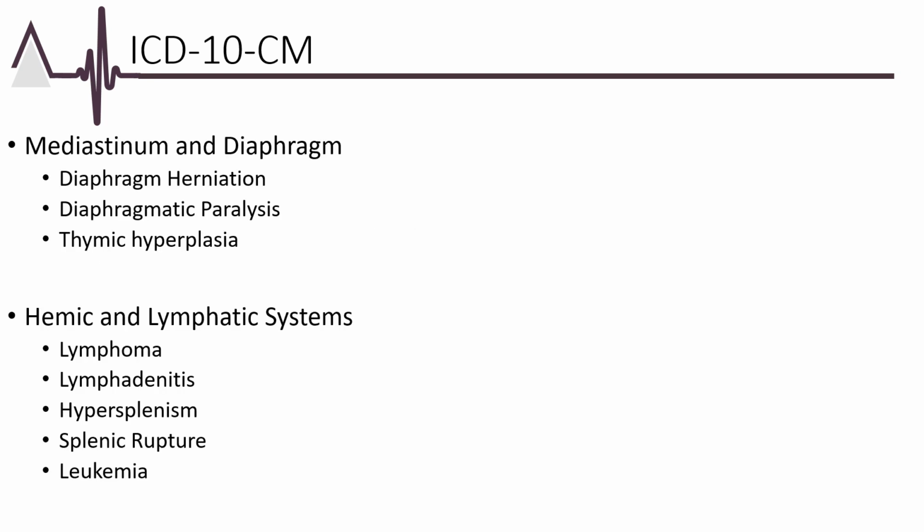Listed are several diagnoses associated with the mediastinum and diaphragm and hemic and lymphatic system. Please familiarize yourself with those listed on the screen. Let's take a moment to discuss one listed. Diaphragmic herniation, also known as diaphragmic rupture, is a condition where an opening or weakness in the diaphragm allows organs or tissues from the abdomen to protrude into the chest cavity. This can lead to various symptoms depending on the size and location of the hernia.